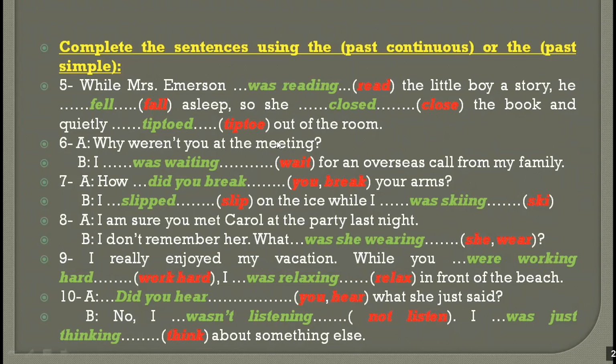Number 6, why weren't you at the meeting? I was waiting for an overseas call from my family. Past continuous. Number 7, how did you break your arms? I slipped on the ice while I was skiing.